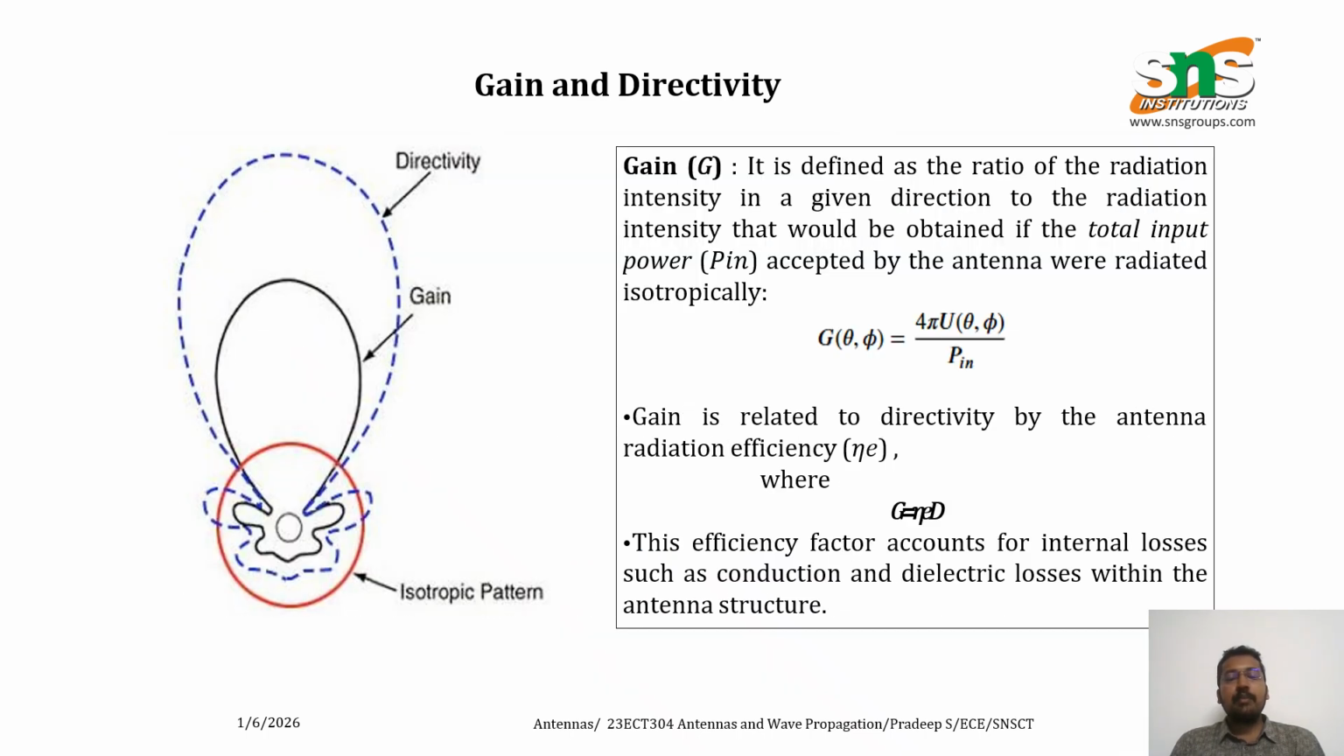Next parameter is gain. Gain is a measure that takes into account both the directional capabilities and the efficiency of the antenna. It is the ratio of intensity in a given direction to the intensity that would be obtained if the accepted power were radiated isotropically. Absolute gain further accounts for losses due to impedance and polarization mismatches. The gain calculation formula is given.